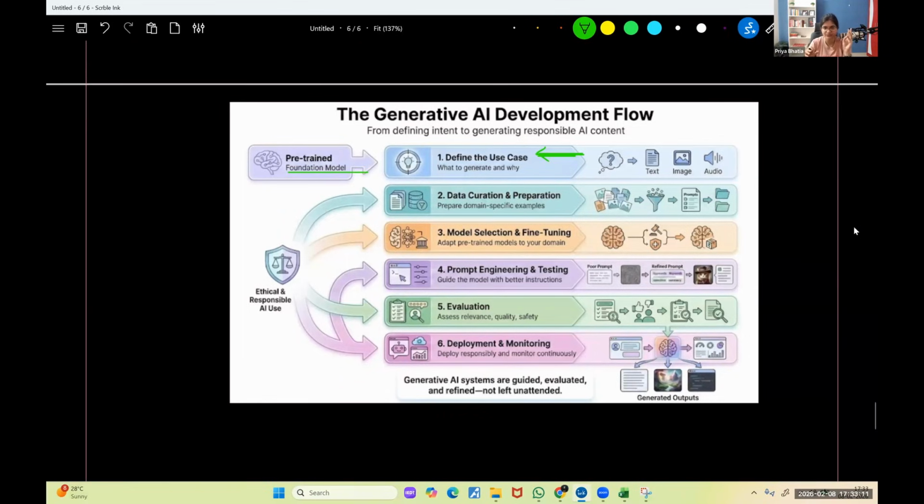Do you want to generate textual data? Do you want to generate an image? For example, I have given the example of creating an image of an elephant. Do you want to create an audio? You might have heard right now there are many people who are using this AI only to replicate the audios of other people, videos.